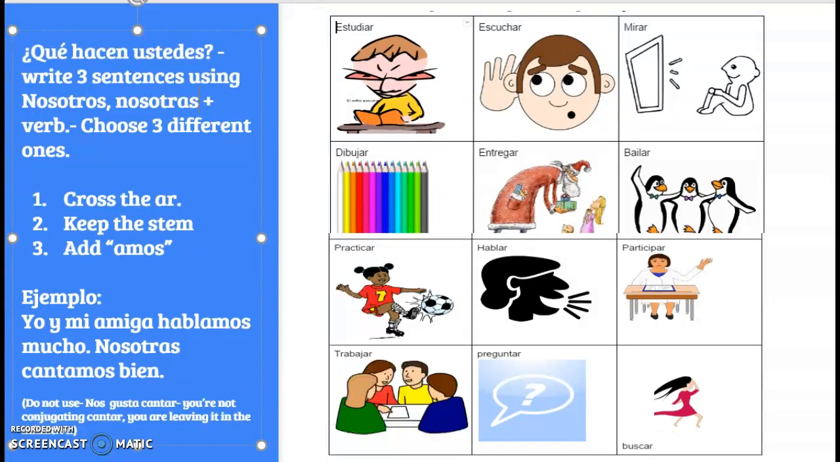Okay, so yeah, basically that is it. Make sure you write 9 sentences, 3 with yo, adding the letter O at the end, 3 with él or ella, adding the A at the end, and 3 with nosotros, adding the amos at the end.